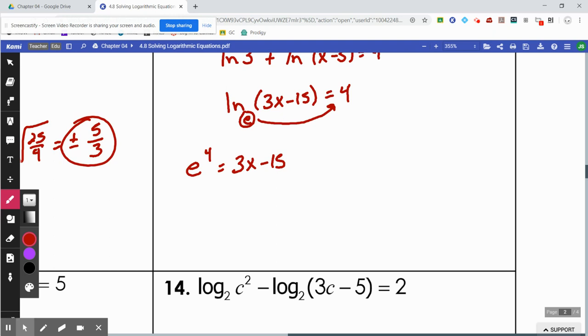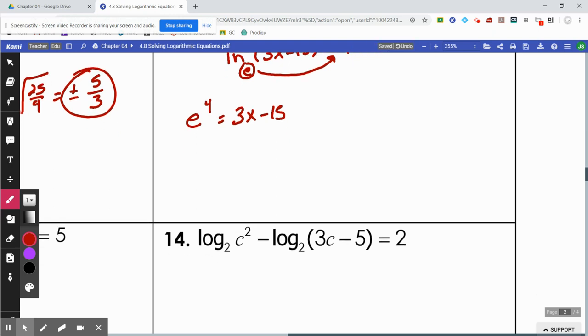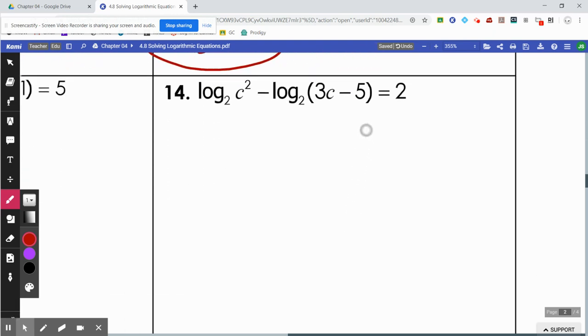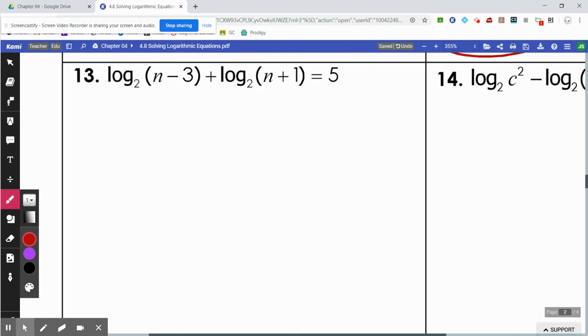Now, you can write this answer in one of two different ways. You could write it exact by leaving it as e to the 4th, move the 15 over by adding 15, and then you'll divide by 3, and you could leave your answer like that. Or you could type e to the 4th into your calculator, add 15, divide that by 3, and you're going to get an approximate value of 23.20.